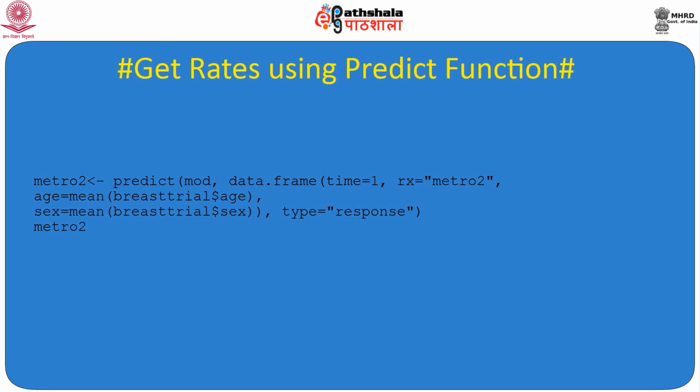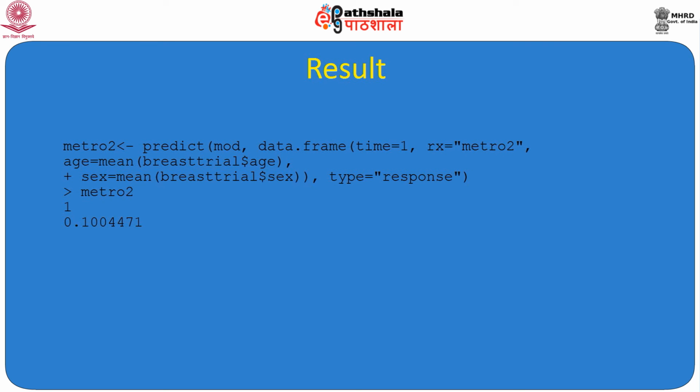and as a result we are getting incidence for metro of 0.0793061. Now we are getting the third prediction, for metro 2, and for metro 2 also we are using the same function predict. This is giving the incidence in the metro 2 arm, with again mod data dot frame with time equals to 1, Rx equals to metro 2, and age equals to mean of breast trial age is considered, with sex equals to mean of breast trial sex, and type equals to response is considered. When we call metro 2 we are getting this value 0.10.